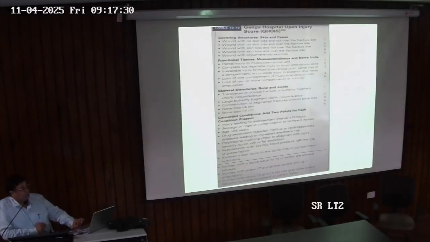So the Ganga Hospital score for open injuries accounts for skin and fascia, musculotendinous and nerve units, then skeletal structure, bone and joints, and comorbidities.